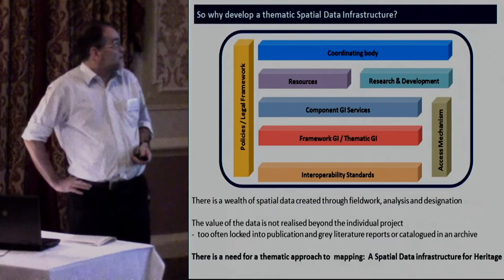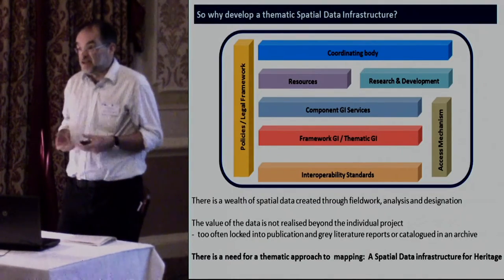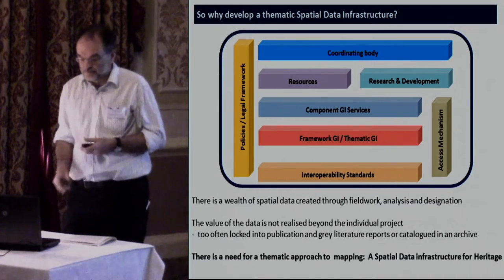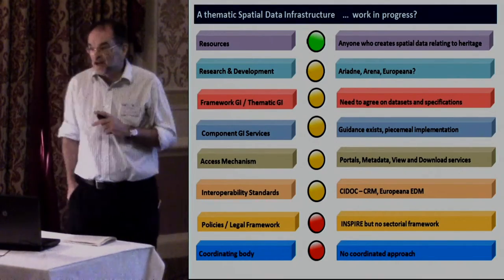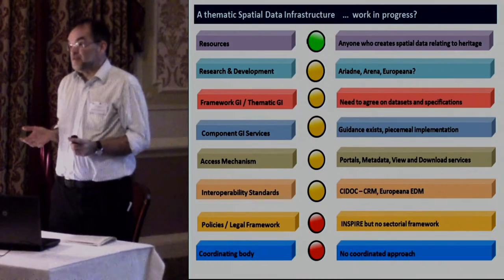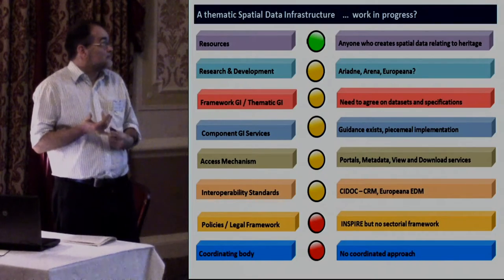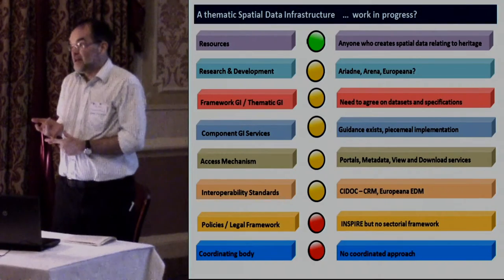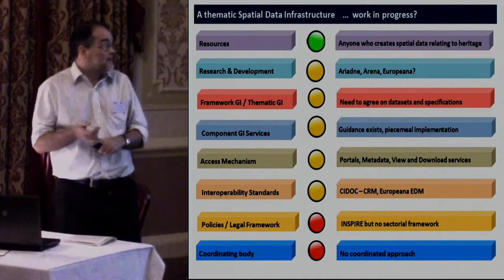So just to sum up, why do we need a thematic spatial data infrastructure? We're creating a wealth of information, but we're not harmonizing it, we're not harvesting it, we're not getting the value from that data. Taking the individual elements of the spatial data infrastructure, we've got resources in abundance. Anyone who's creating information is creating data that can fit in a spatial data infrastructure. There's a lot of research and development. There's Ariadne, there's the ARENA project, the ADS we're involved in, there's Europeana.